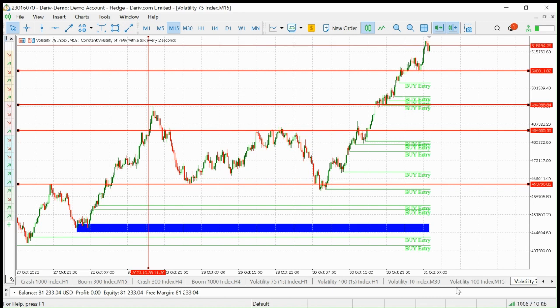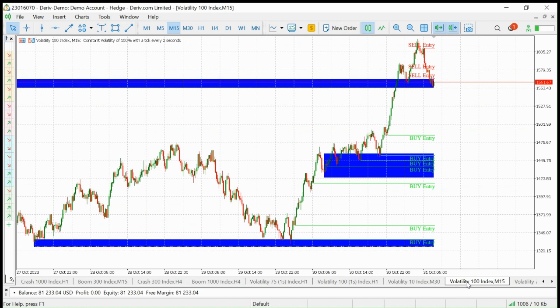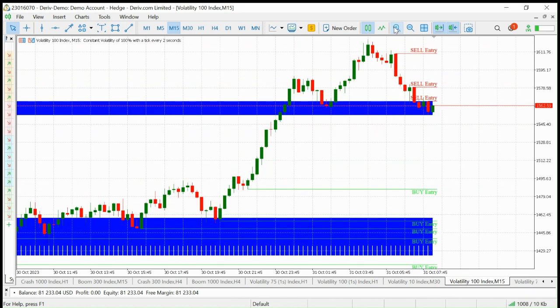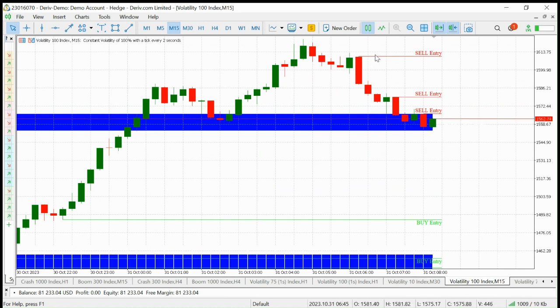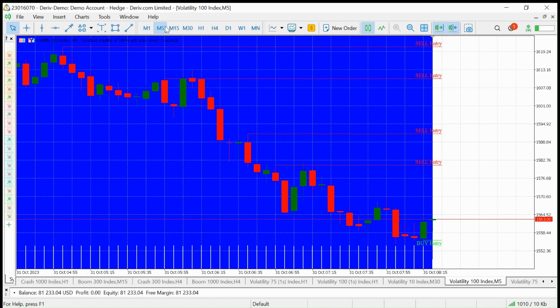So fair enough. Maybe let's look at another index so that you see that the indicator is not just joking. So here you can already see that we're being given sell entries. I'm in my 15-minute time frame. By the way, you get entries from any time frame that you choose.